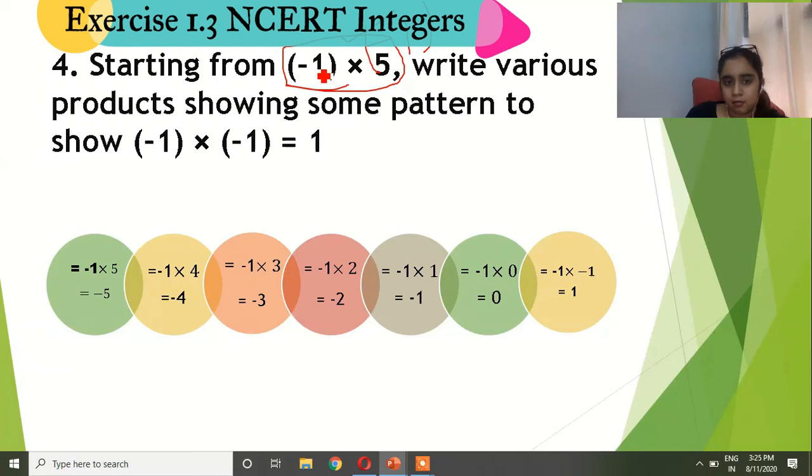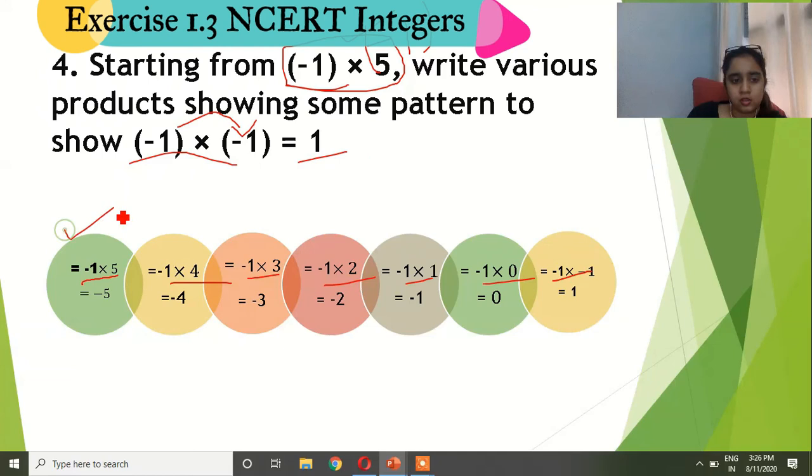First of all, I will multiply that minus 1 by 5, and in the next step I will multiply minus 1 by 4, and in the third step I will multiply minus 1 by 3, then by 2, then by 1, then by 0, and in the last by minus 1, because they want me to show the pattern of minus 1 multiplied by minus 1. If I multiply minus 1 by minus 1, can I get the answer 1? They want to show that pattern.